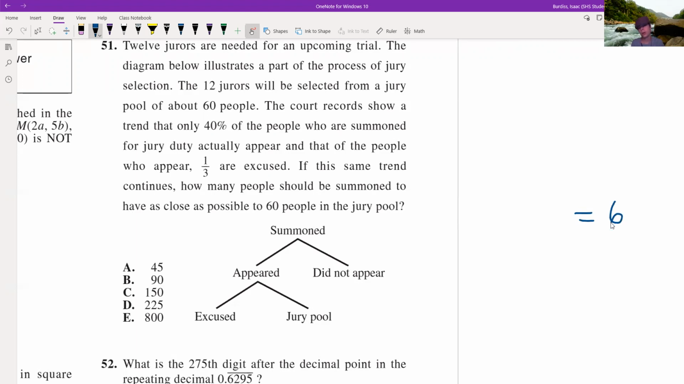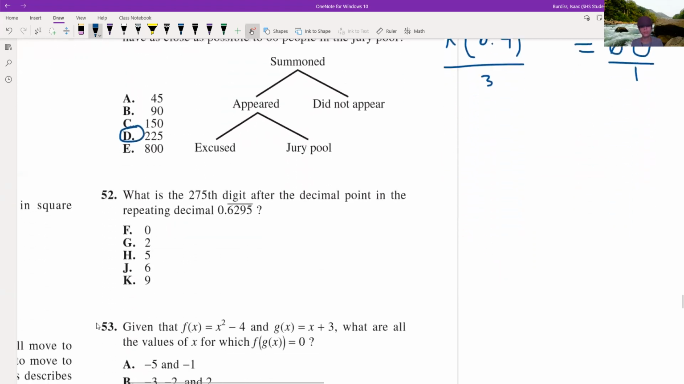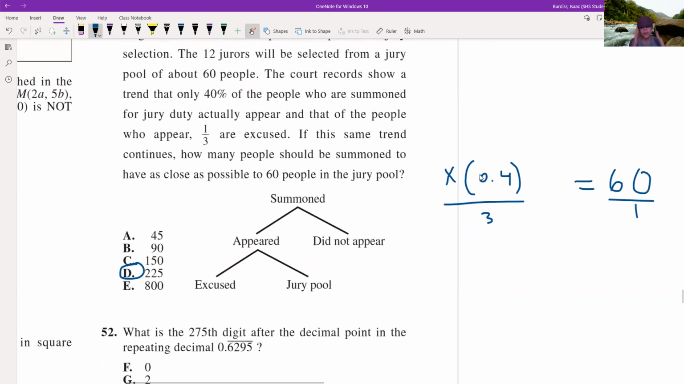So our final number is 60. What should be the number that is multiplied by the percent of people that actually show up divided by 3, which is because it's 1/3 that are excused. Yeah. Okay, so we're solving for x, and for time's sake, when you solve for x, it's 225. Well, it's the minimum that would get you to 60. That's what it said.